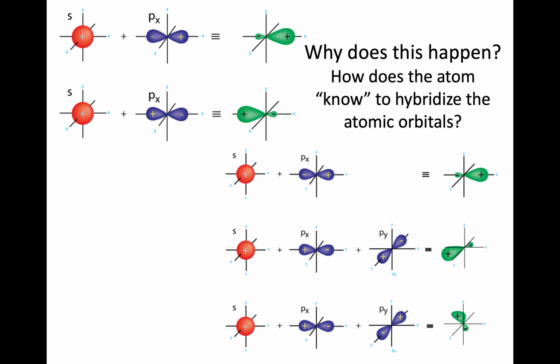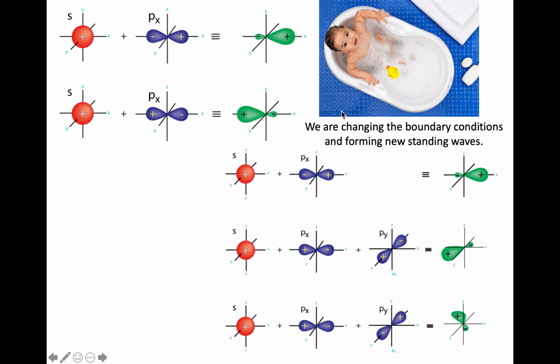We've said that we're going to mix the orbitals to accommodate a particular electron domain geometry, but that seems sort of backwards. How did it know it needed that particular set of hybrid orbitals? I find that I can connect it to this picture of this kid in the bathtub. What we are doing is we are changing the boundary conditions.